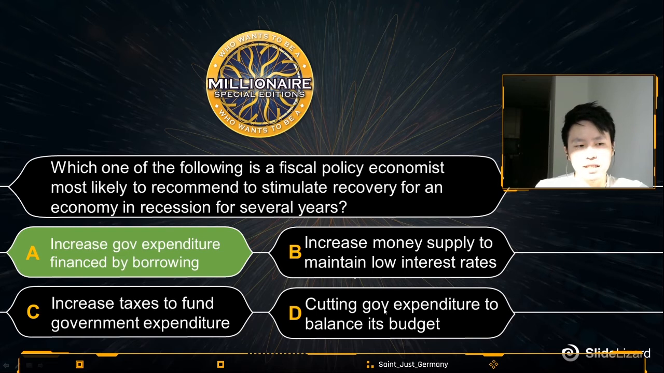D, cutting government expenditure to balance its budget. This wouldn't make sense as well, because if you cut government expenditure, then that means you are shrinking the economy. So you don't want to do that in a recession. You want to cut government expenditure in a boom, or when the economy is doing well. And then C, increase taxes to fund government expenditure.